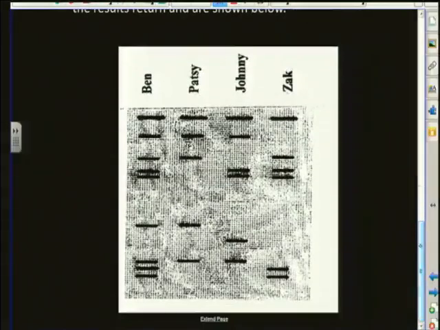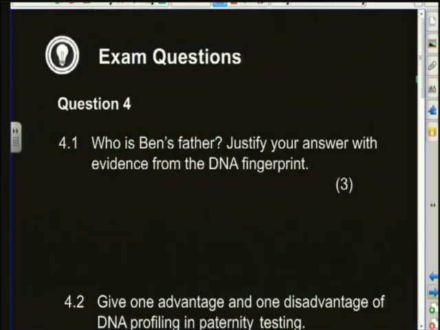Now, if we have a look, this is the most important thing. A DNA fingerprint is like a barcode, all right? And this is the information that was given after the paternity test. This is Ben, who is the child. And what we're trying to see is if Johnny or Zach is the father of the child. If we have a look at the first question, who is Ben's father, and justify? How do you give evidence?